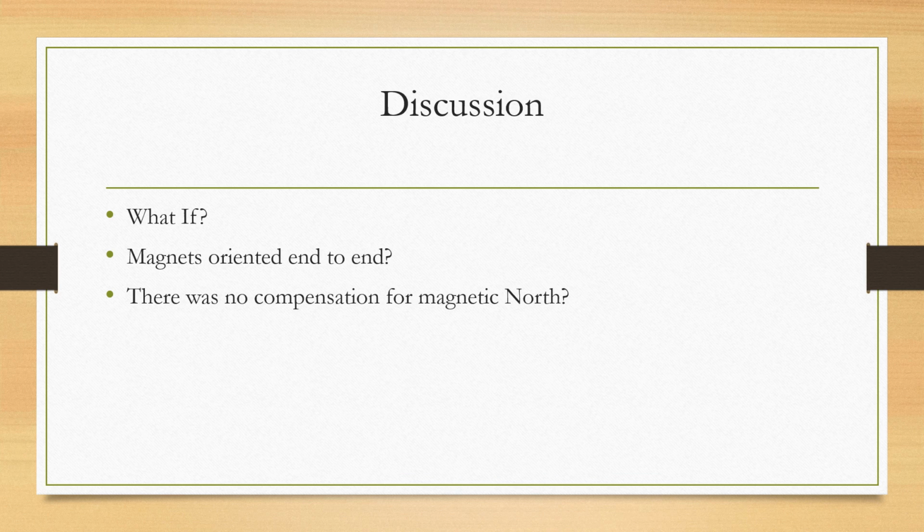And what if there was no compensation for magnetic north? Well, we would have these skewed measurements that would basically propose that the bar magnet was producing either a greater magnetic field than it actually was, or a lesser magnetic field than it actually was by a factor of Earth's magnetic field.